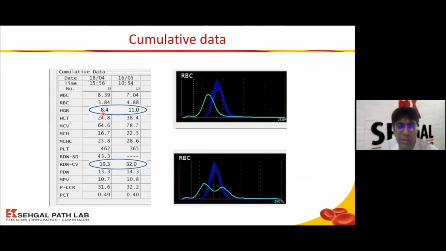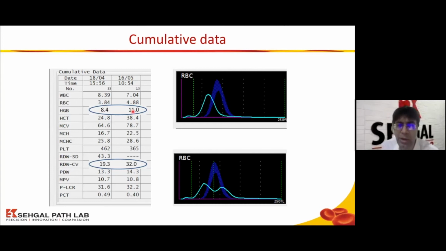When you go to the cumulative result, in this particular case, you see the hemoglobin on 18th of April was 8.4, whereas on 16th of May it is 11. The analyzer recognized the ID number, it was the same. It matched the difference and said that there is marked variation in the hemoglobin. So based on that, it gives you an action alert. Please evaluate the data.